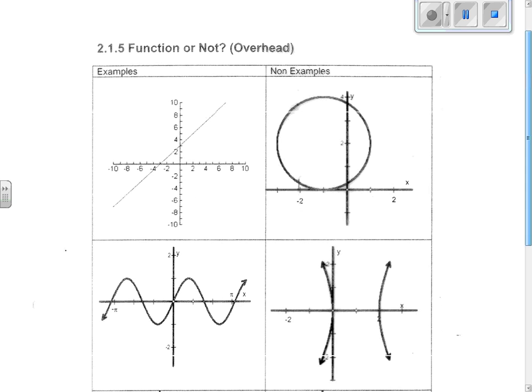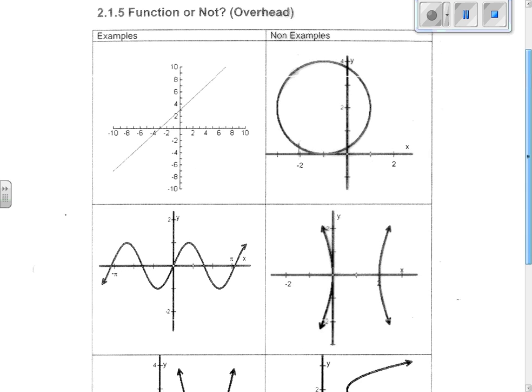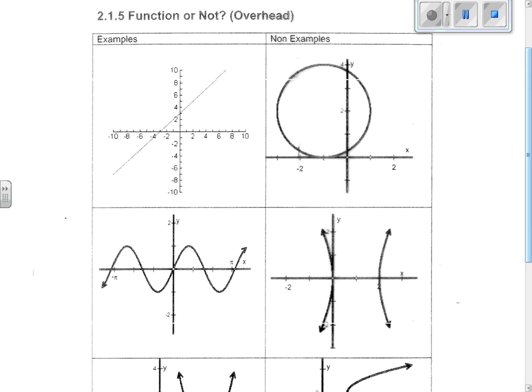Diagrams and graphs are probably the easiest to determine if it is a function or not. The first one is a line. And we know for every line, we're going to drop a vertical line anywhere, and it will only touch that in one place. It is a function because of the vertical line test.